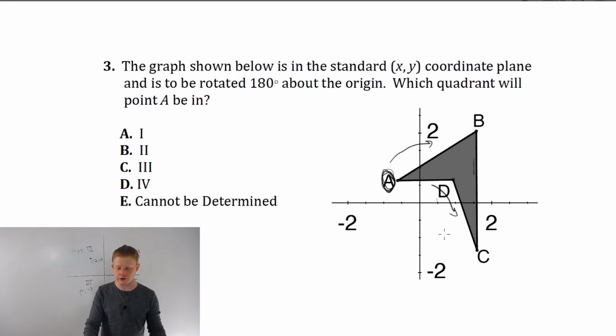If I go 180 degrees, I'm going diagonally. That's always going to work this way. Now remember my quadrants, this is 1, this is 2, this is 3, this is 4, so I went from quadrant 2 to quadrant 4. That's going to be my answer. Not much to this.